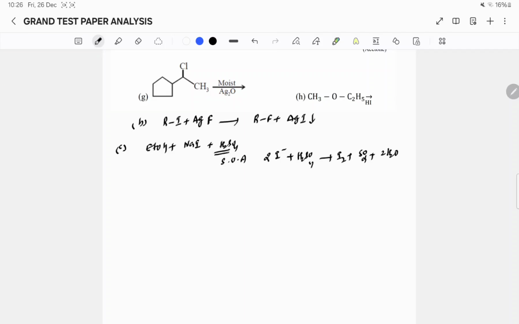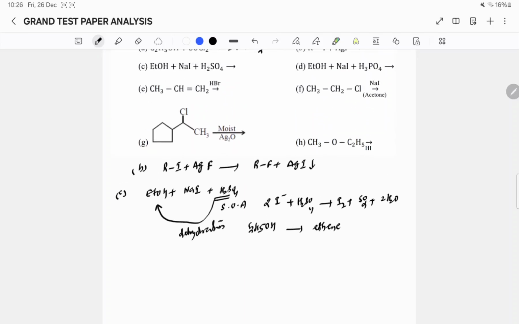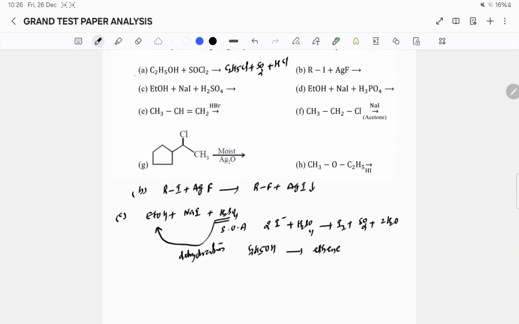One more important point: dehydration of the alcohol by H2SO4 is possible, converting the alcohol into alkene as the possible product. So we can eliminate option C. We cannot get alkyl halide exactly as the product. So A will form alkyl halide and B will give the test, and C does not give the test. Now we move to reaction D.